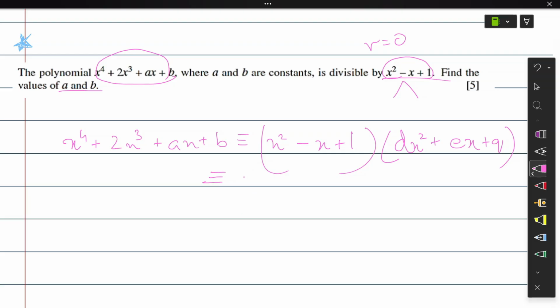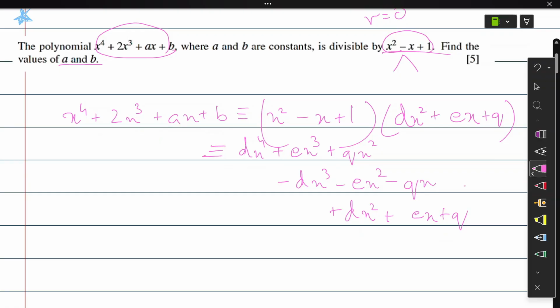So multiply that up, you get dx to the power 4. Now d is the coefficient of x to the power 4, so that is equal to 1, just to keep in mind. Moving on: ex^3 plus qx^2, second term minus dx^3 minus ex^2 minus qx, and lastly we have plus dx^2 plus ex plus q. Okay, so that's the completely opened up simplified version.